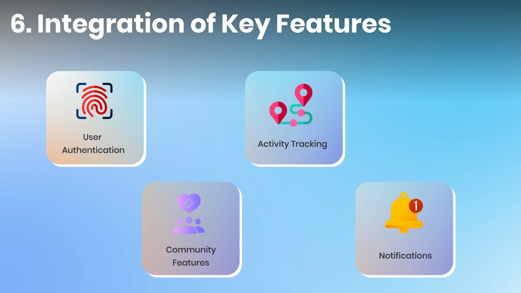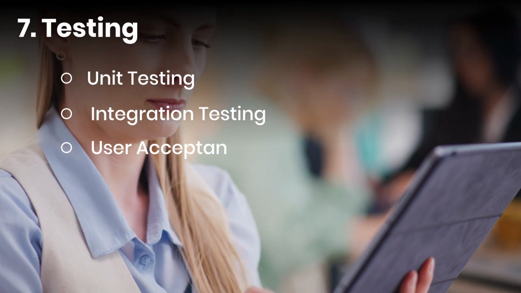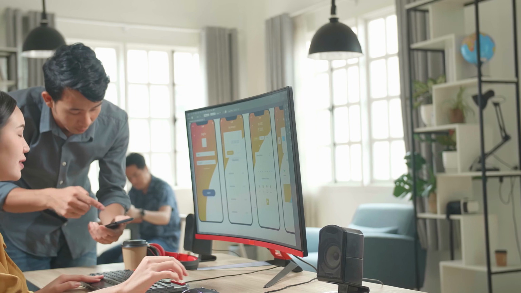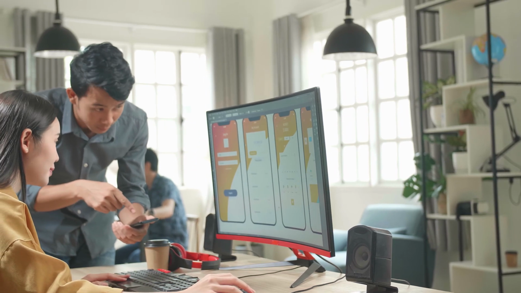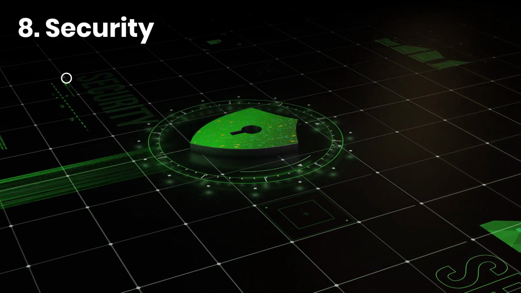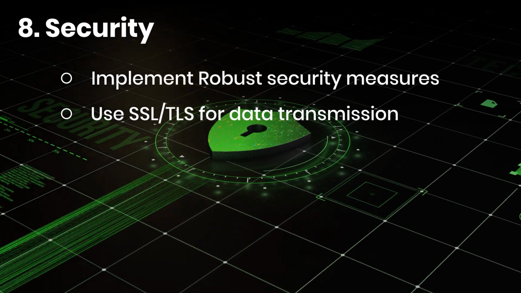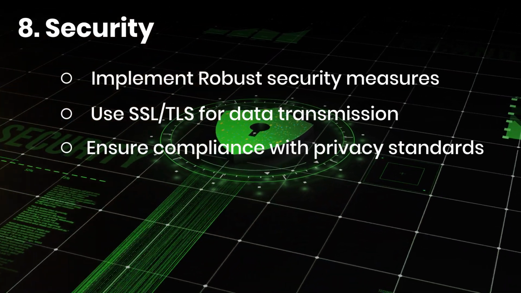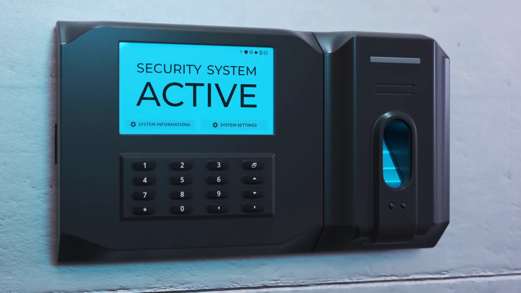Step number 7 is testing. Conduct thorough testing: unit testing, integration testing, and user acceptance testing. This is like a test drive, ensuring everything works smoothly before the final launch. And step number 8 is security. Implement robust security measures. Use SSL/TLS for data transmission and ensure compliance with privacy standards. This is like installing a high-tech alarm system in your house.